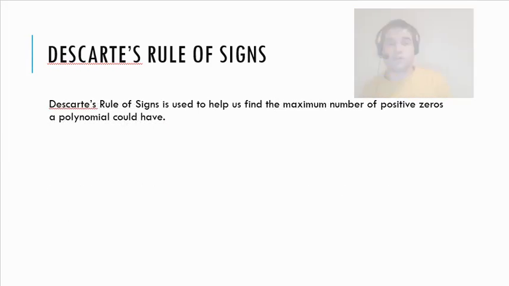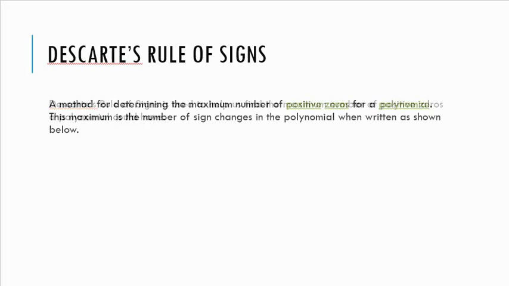So Descartes' rule of signs may sound kind of confusing at first, but it's actually quite simple. Descartes' rule of signs is used to help us find the maximum number of positive zeros a polynomial could have. More specifically, it's a method for determining the maximum number of positive zeros for a polynomial. This maximum number is the number of sign changes in the polynomial when written as shown below. So what does that mean?